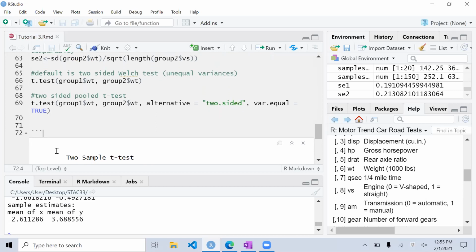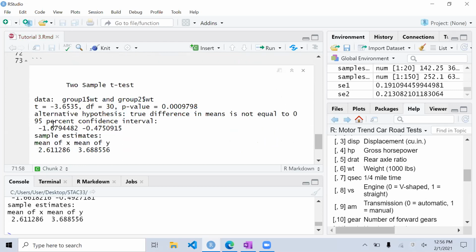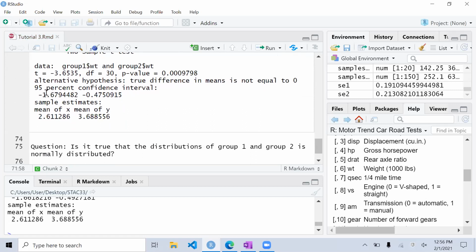So I'll just pick a note here. Of course, we can change the nature of the difference by adding mu equals, and then that means you're asking for different tasks. But again, you get a confidence interval, and because now the difference you're looking for is a difference from 0.